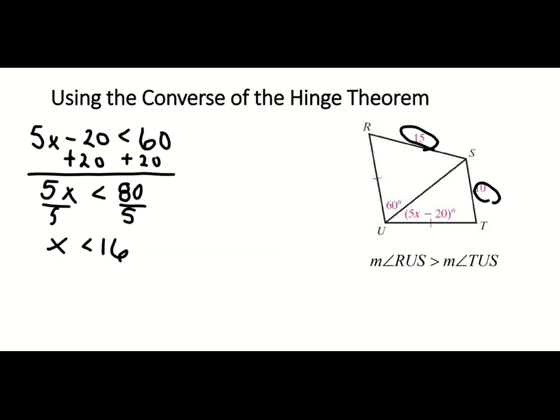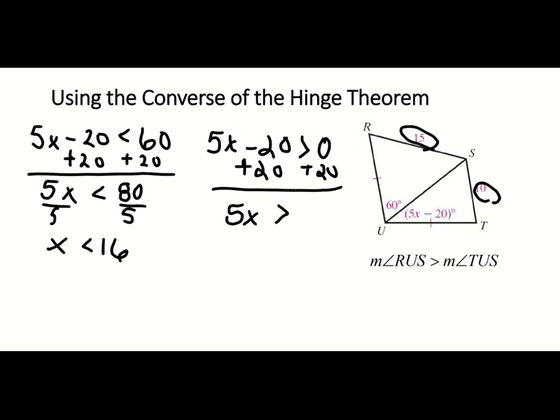Now, if you think of an angle measure, it's got to be less than 60, but it also has to be greater than 0, because an angle can't be 0 degrees. So now we're going to take our 5x minus 20 and write a new inequality, and we're going to say it's greater than 0. And now we're going to solve this one. I'll add 20 to both sides, and I'll have 5x is greater than 20. I'll divide by 5, and x is greater than 4.